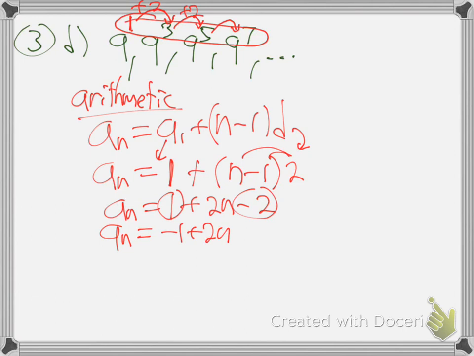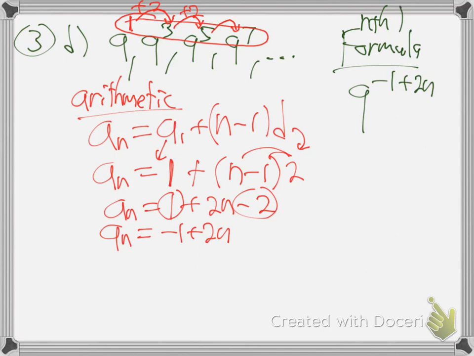Let me bring it over here. What's the formula? It is 9. It's a funny looking 9. It is 9 to the minus 1 plus 2n. So you got to put that 9 back in there. That's the nth term formula. 9 to the power minus 1 plus 2n.